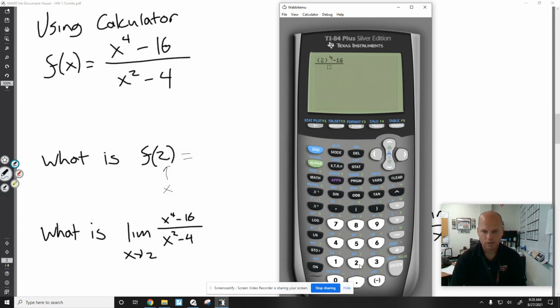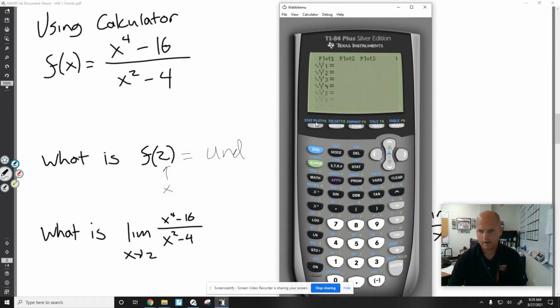And if I took 2 and squared it, I like to use parentheses just so my calculator doesn't make a mistake on me. I know I'm going to get 0 over 0. You're not allowed to divide by 0. My calculator is going to be like, nah, you can't divide by 0. Okay, so that's one way to see that this is undefined.